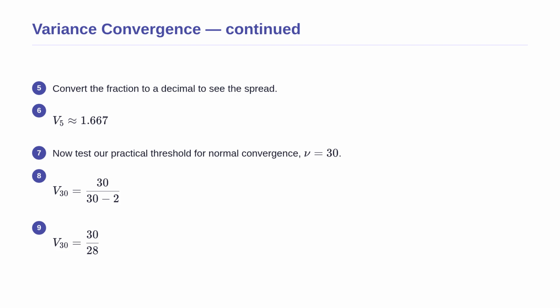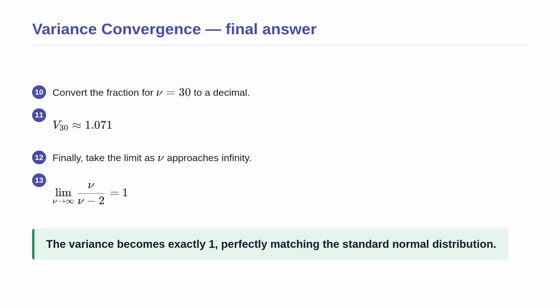Next, we test nu equal to 30. This represents a much larger sample size, which is our practical threshold for normal convergence. We substitute 30 into the formula, giving us 30 divided by 28. We are already seeing that the numerator and denominator are becoming very close in value. Let us find the final answer for this example. 30 divided by 28 drops the variance to approximately 1.071. This is extremely close to 1, which proves our practical rule that at 30 degrees of freedom, the t-distribution is nearly identical to the normal distribution.